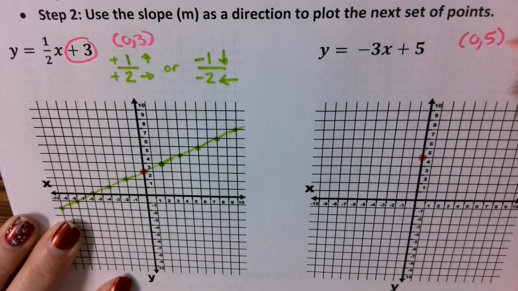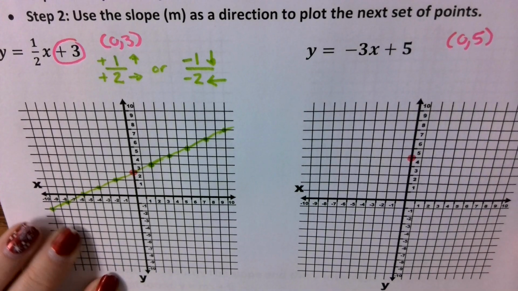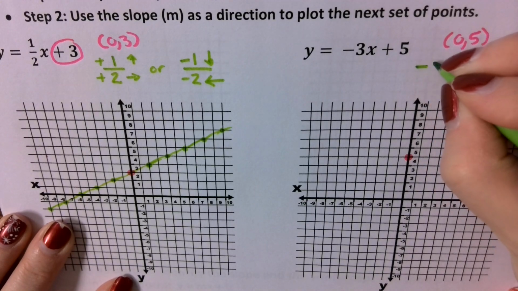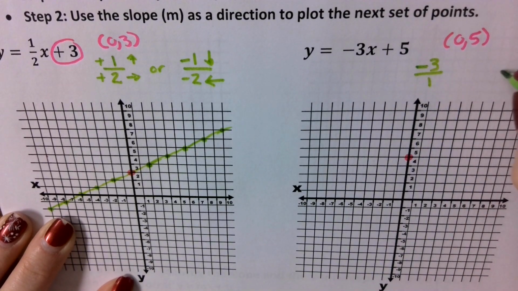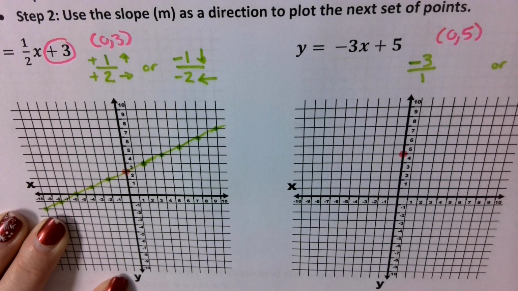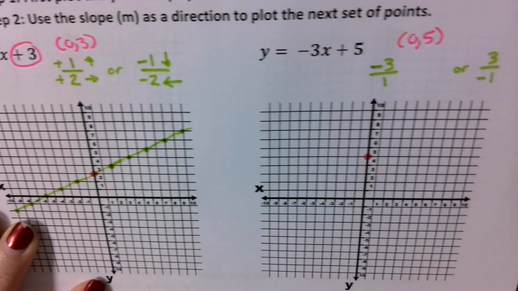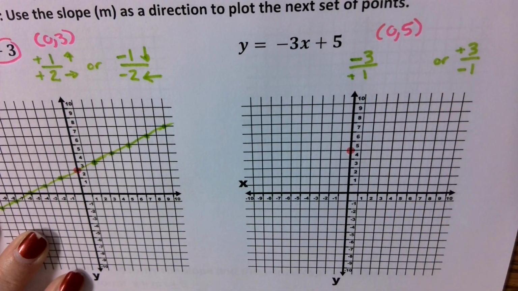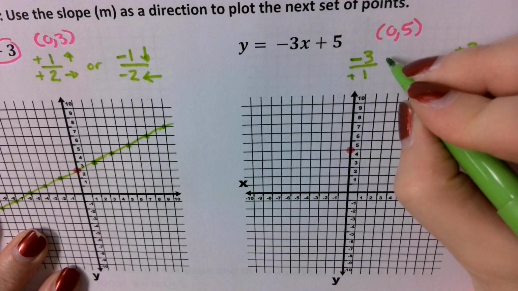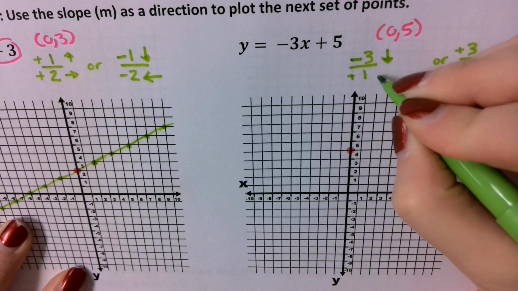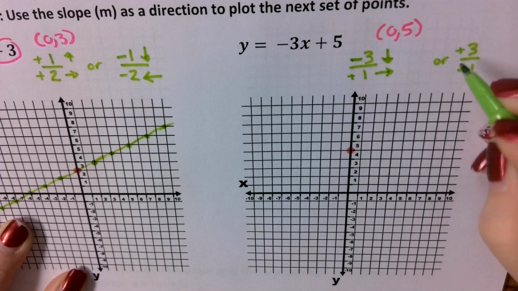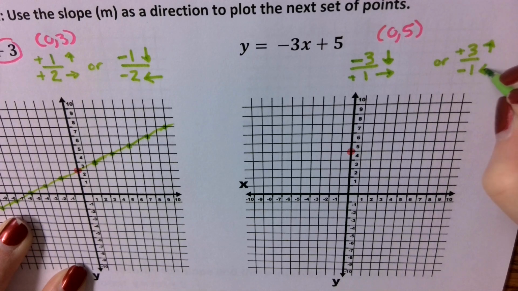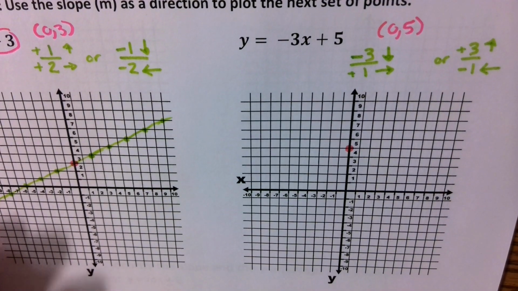Now my slope is negative 3. It needs to be written as a fraction. So what's the fraction going to be? Negative 3 over 1. So we can write it as negative 3 over 1, or we could write it as positive 3 over negative 1. Either one of those would be fine. They both come out to a negative slope. If we do negative 3 over positive 1, then that means our directions are down and then to the right. If we put positive 3 over negative 1, that means we're going to go up, but then we're going to go to the left. Again, you can use both.